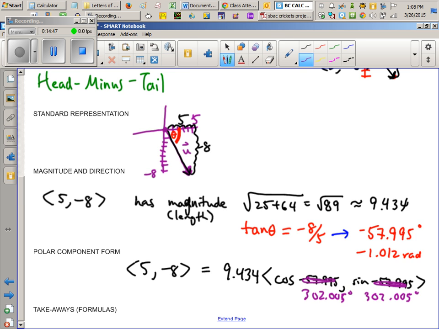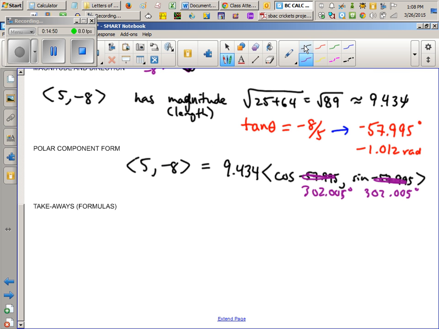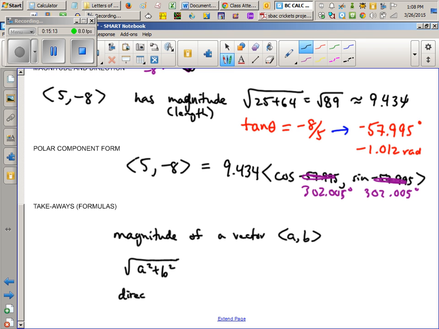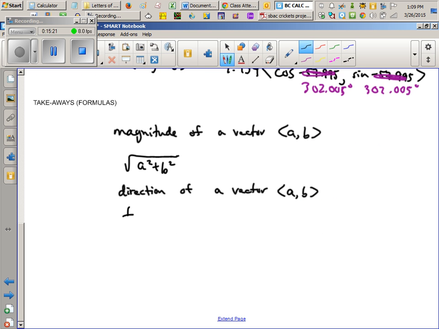So what are my takeaways from this page? The formulas that you have to know? Well, you have to know how to draw a vector. You have to know that the magnitude of a vector a comma b is square root of a squared plus b squared. Okay? And you need to know that the direction of a vector AB is inverse tan B over A.